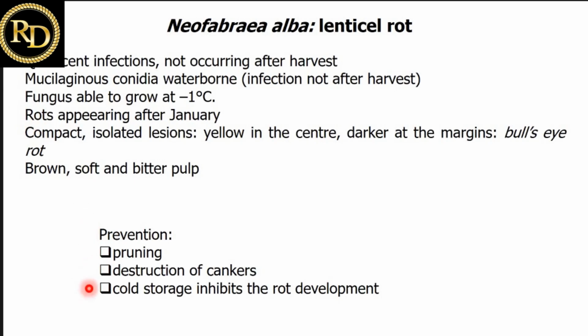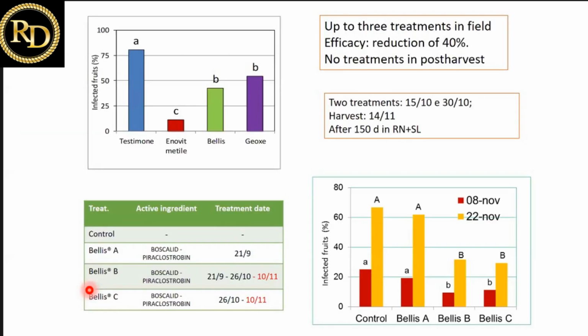Prevention can be done by pruning the cankers, pruning the plants, and then by cold storage and fungicide treatments. Fungicide treatments can be done with several products, but one of the most effective is Bellis, which is a mixture of boscalid, SDHI, together with pyraclostrobin. These mixtures seem to work quite well.